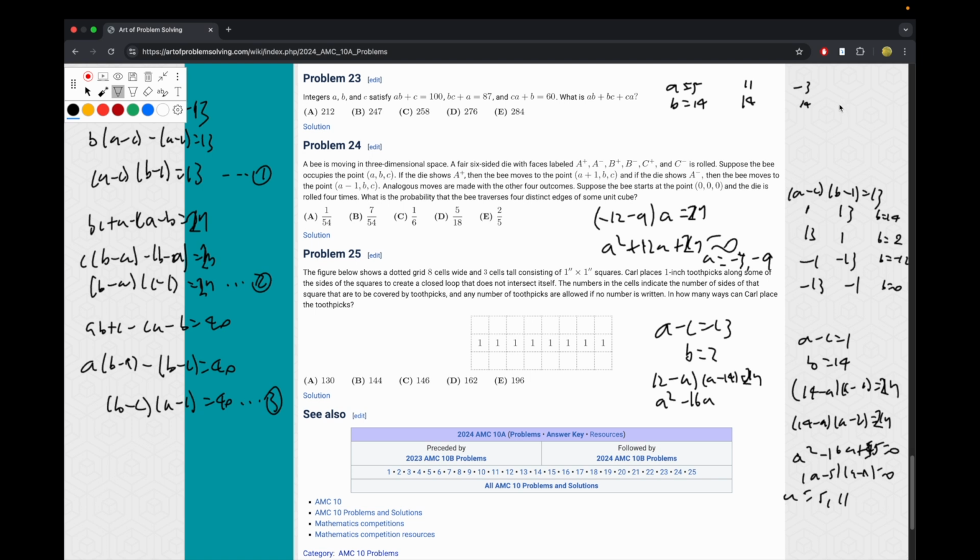Wait, 14? No, it's 12, right? Negative 12, right? Yeah, negative 12. And negative 9 and negative 12. Now, we just need to check for C. When this is true, then our value of C will be negative 1, so A plus 1, so we have C equals 6, 12 here.